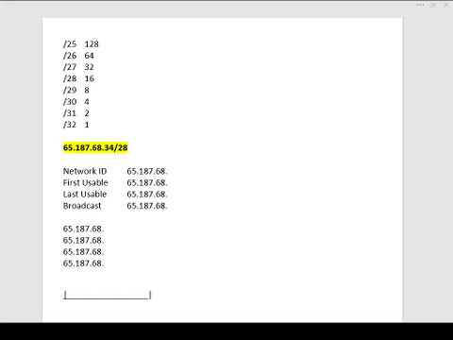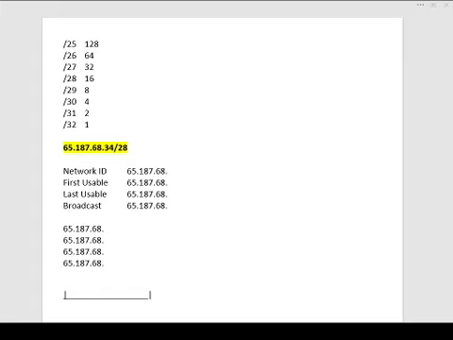Okay, here we go with three more subnetting problems. These will be for tomorrow, February 10th. So the first IP address we're going to deal with is 65.187.68.34 with a /28. Now get used to writing down this chart. You've got to get used to it so that you understand how this works. It'll make your life a lot easier.